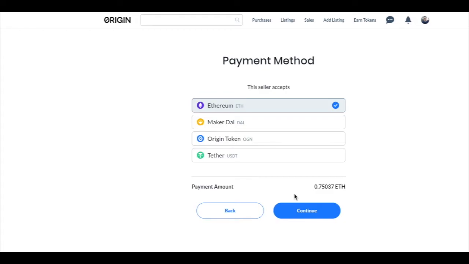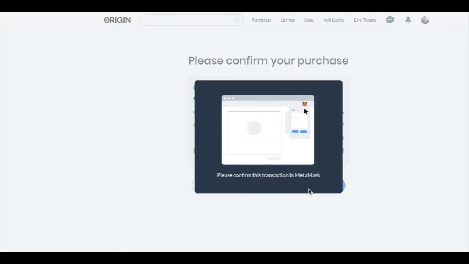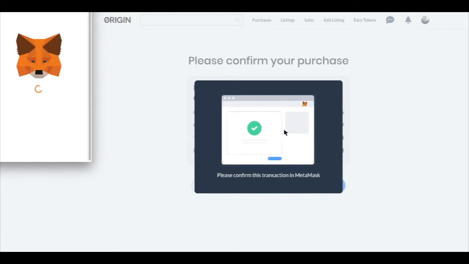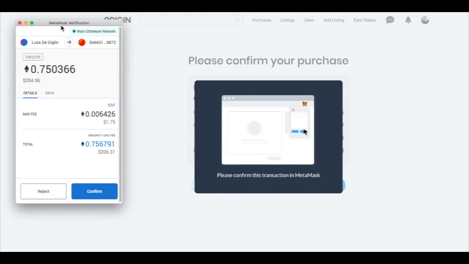It's 0.75 Ether for the whole stay. Yes, the dates are correct. $205, 0.75 Ether. Let's book. Okay, first interaction, or at least visible interaction with the blockchain. I'm asked to confirm this on MetaMask.